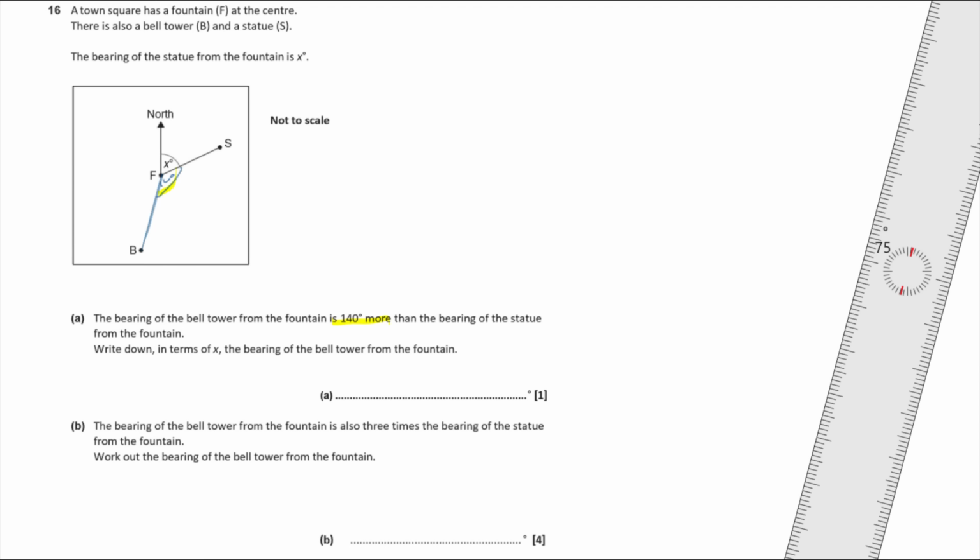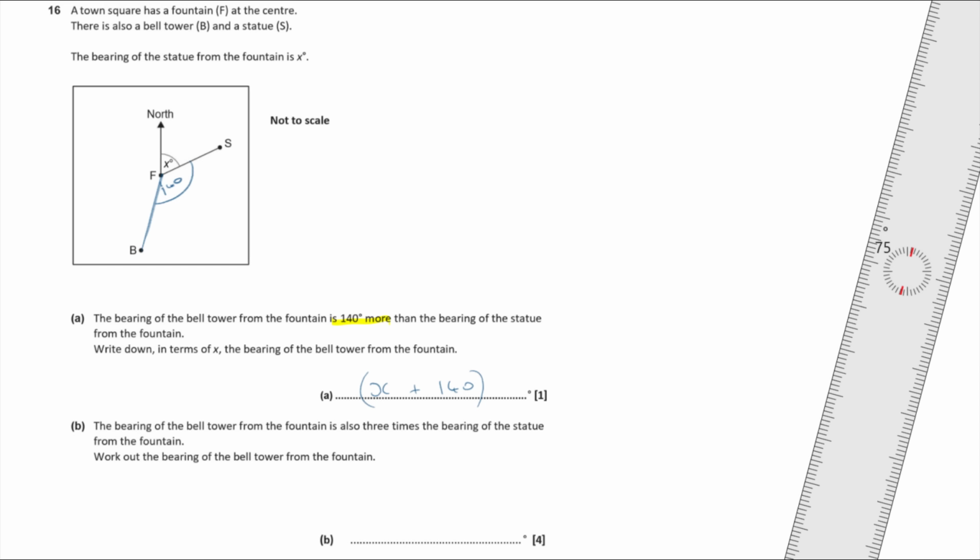So write down in terms of x the bearing of the bell tower from the fountain. Well, that's going to be those two things added together. I didn't write that in very nicely there. Let's just make that a bit neater. So that was meant to say 140. Okay. So then that entire angle is going to be the x plus the 140. So that is the bearing of the bell tower from the fountain.